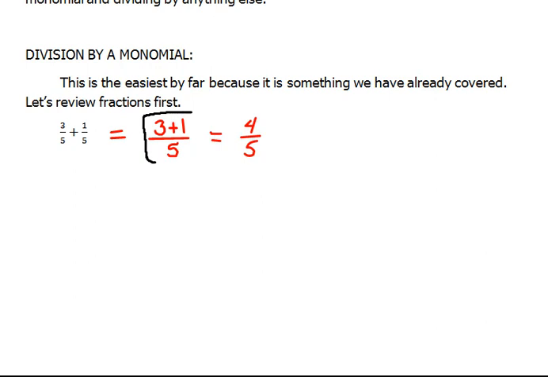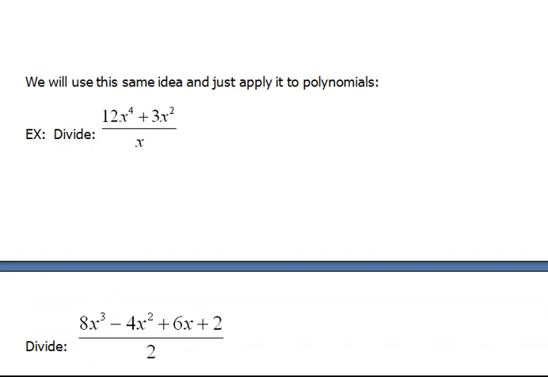So if we started out with something that looked like this, we should be able to pull it apart into separate terms and it would mean the exact same thing. If you can put them together, then you should be able to pull them apart and they should mean the same. This is the idea that we're going to use in order to work with our polynomials. So let me pull up that problem.